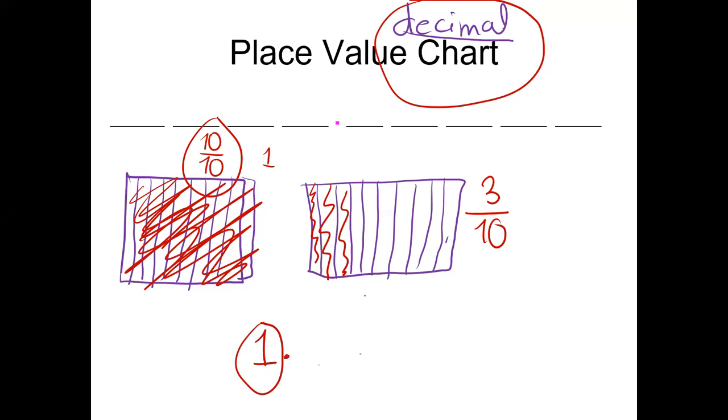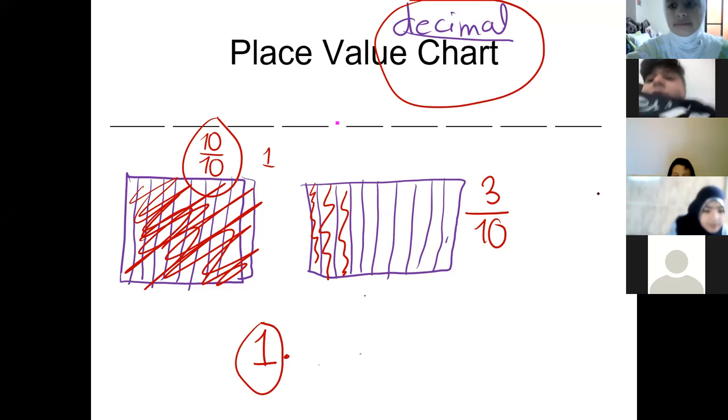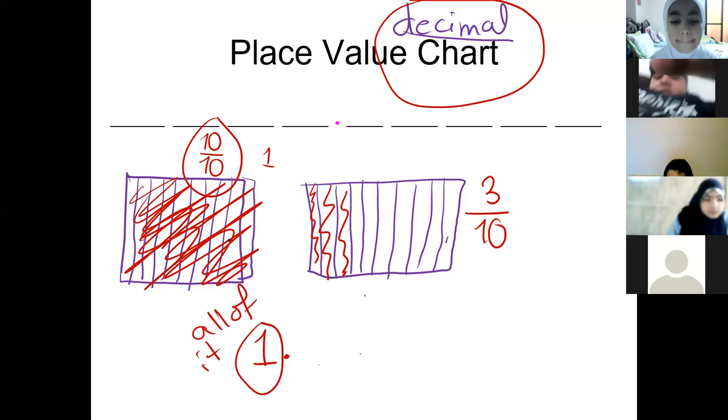What do I mean by whole? The entire thing. Excellent. Bravo. All of it. So one square is fully colored, so the whole part is 1.